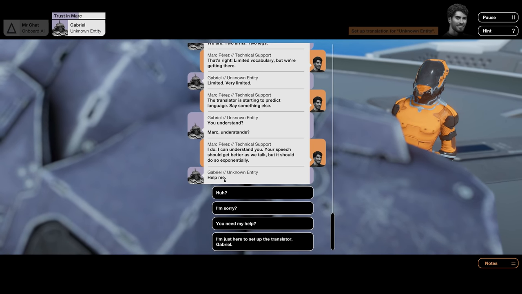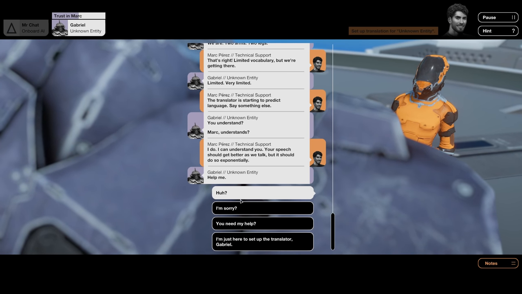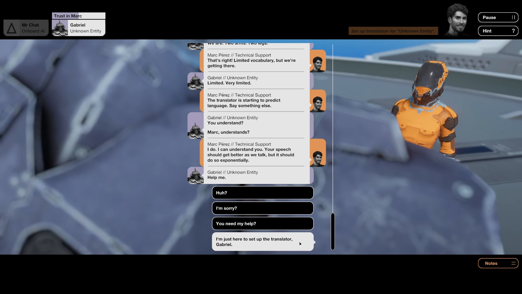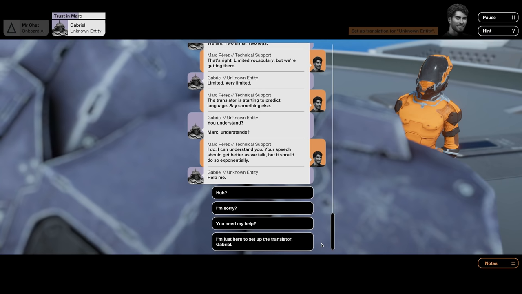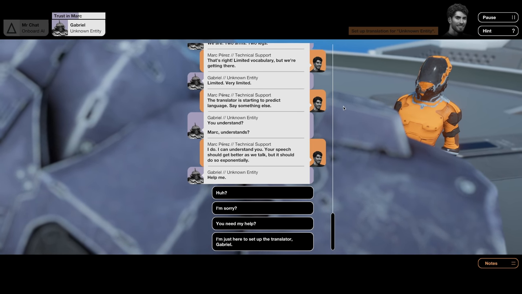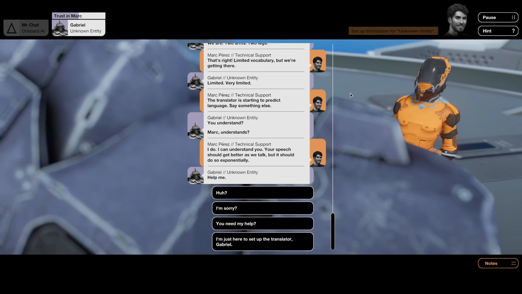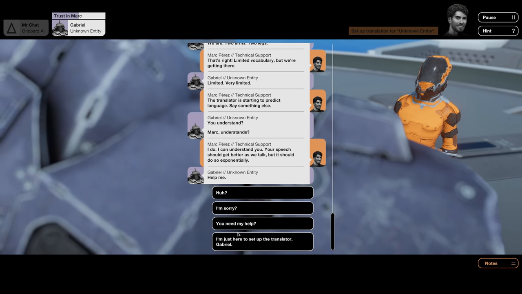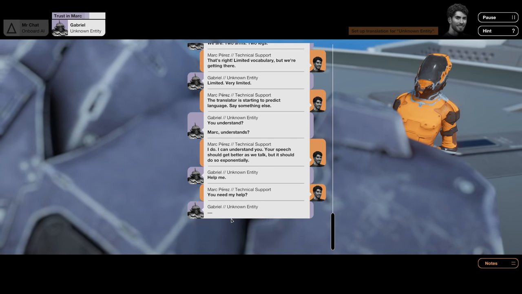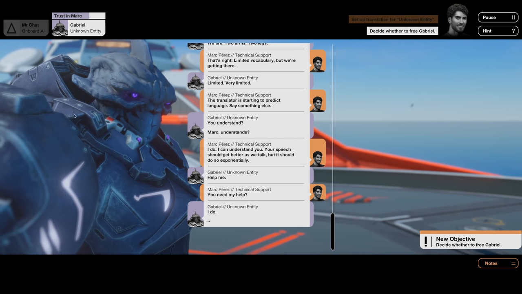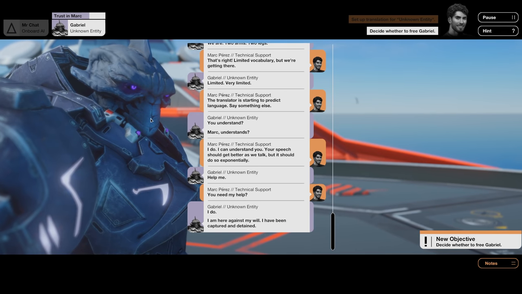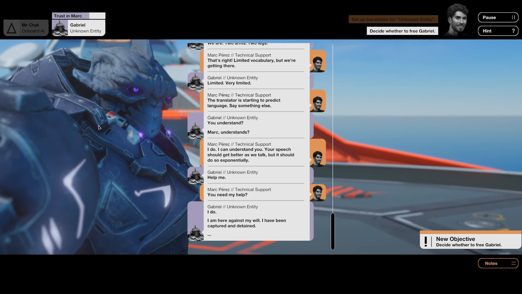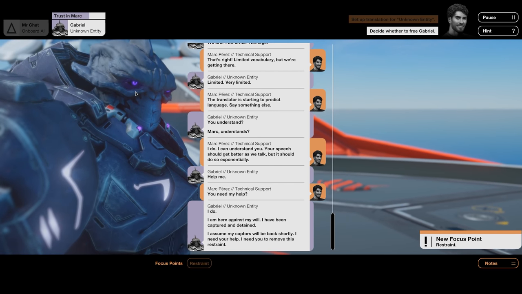Help me. I'm just here to set up the translator. Okay, yeah, so that is what this person does. By hook them up in that message, they just meant hook people up with a translation unit or something. You need my help? Trust in me just went up. I do. Look at their mouth move. Interesting. I like their glowing purple eyes.